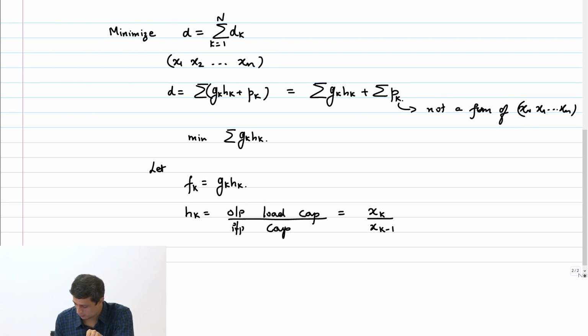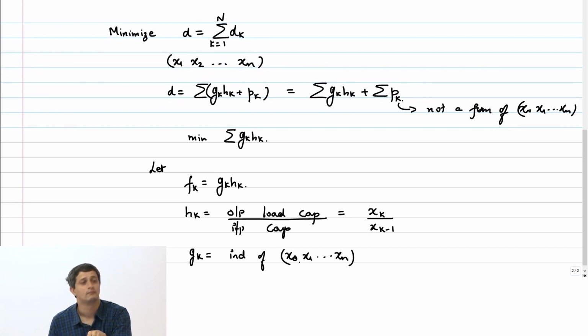And now what about gk? gk is again a constant which is independent of gate size. That's the whole idea of writing delay like this. gk is the logical effort. Again, it is independent of x0, x1, xn, so it's a constant that I'm going to multiply with.